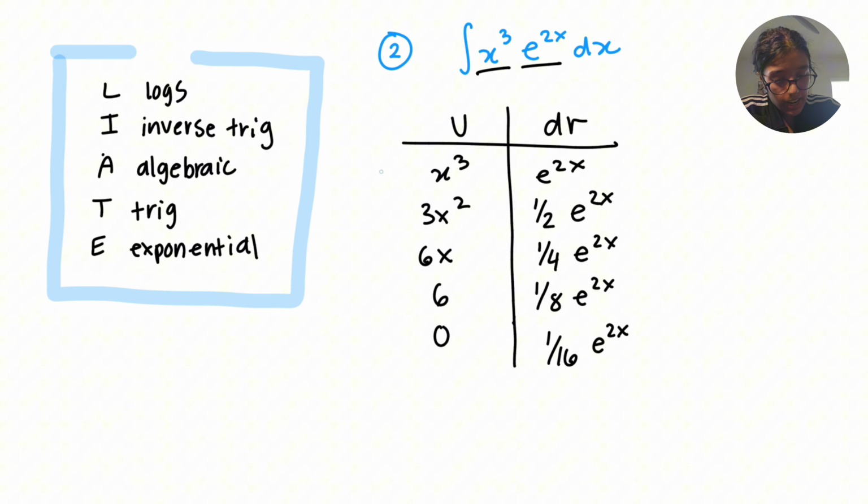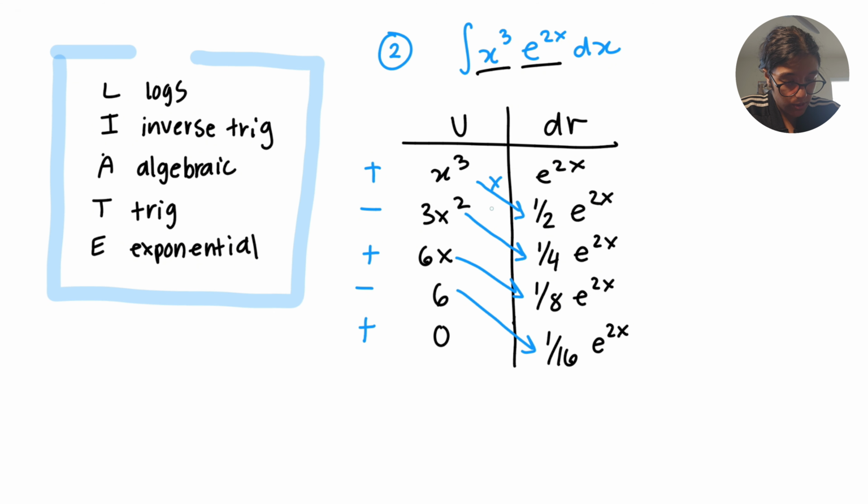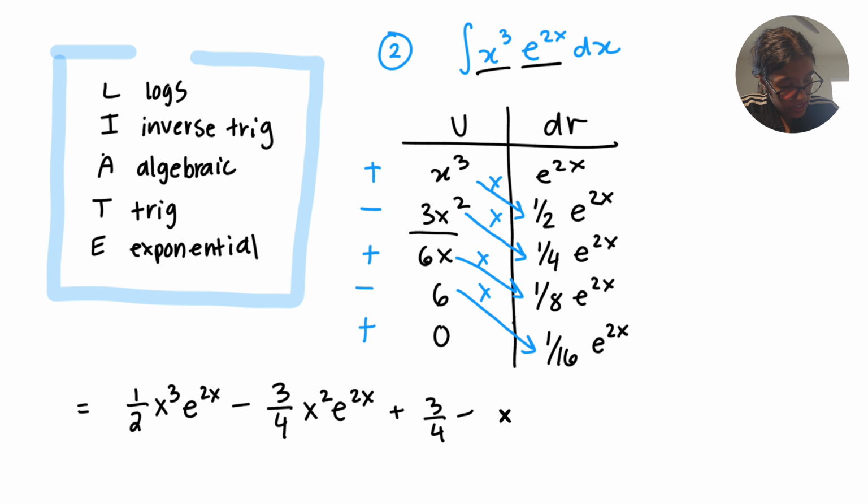Now we have to add our plus, minus, plus, minus, plus. And then we go diagonal. So this corresponds to this. And then, of course, we multiply each one of them. So our final answer is going to be x cubed times this part right over here, which is positive. So 1/2 x cubed e to the power of 2x plus c.